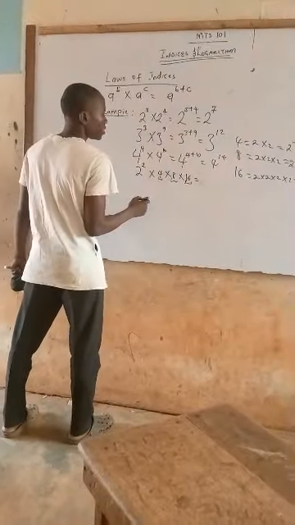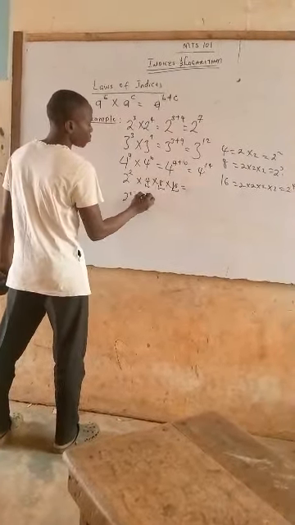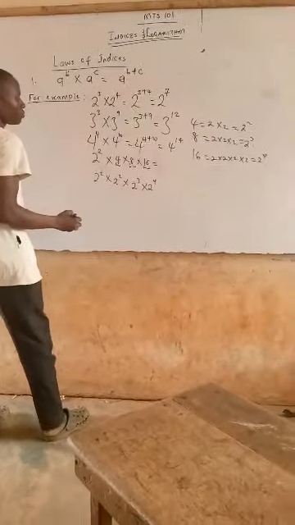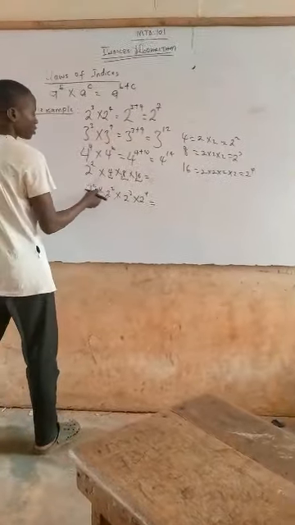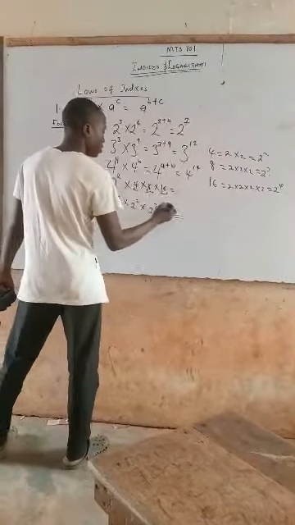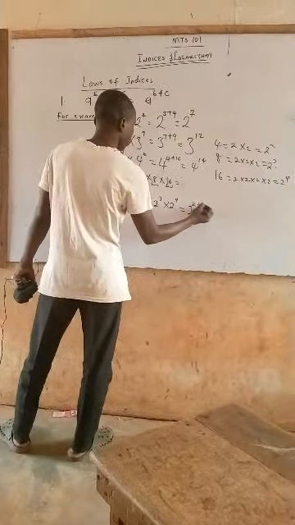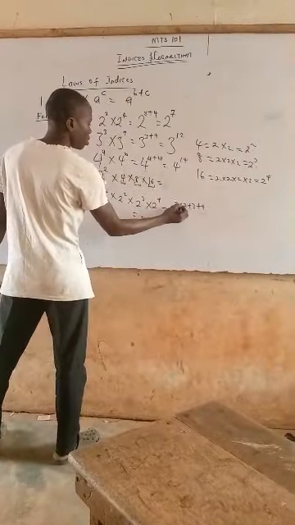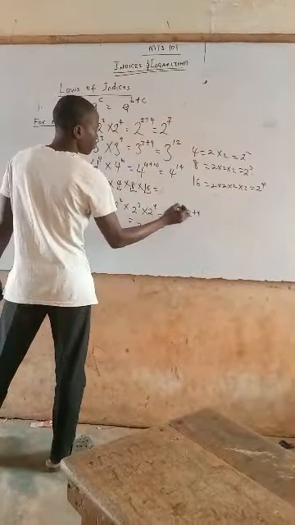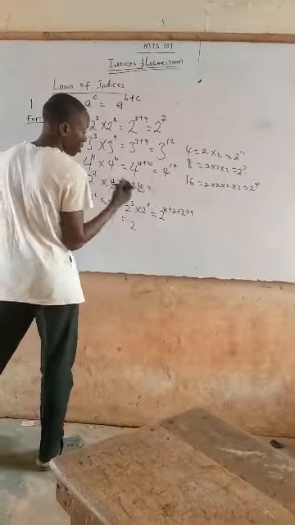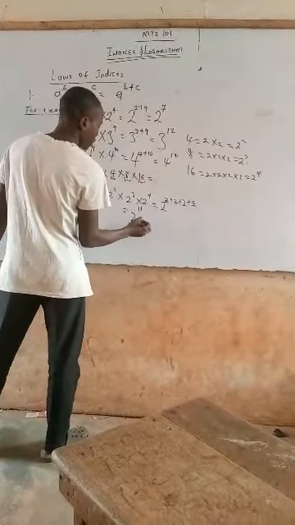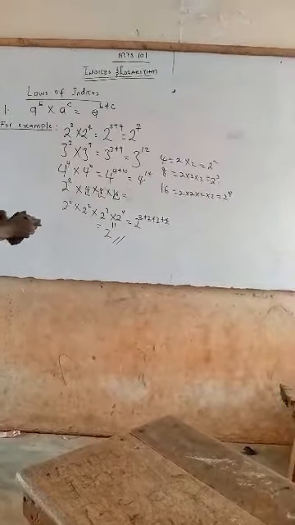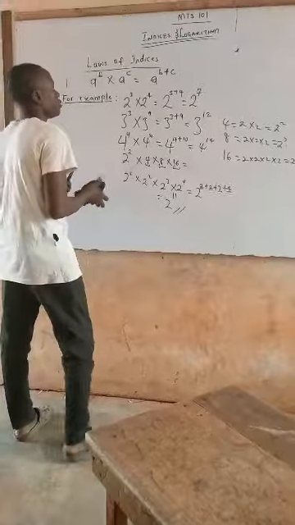So we can now express this as 2 squared multiplied by 2 squared multiplied by 2 raised to the power of 3 multiplied by 2 raised to the power of 4. So we have the exponents: 2 raised to the power of 2 plus 2 plus 3 plus 4. Now 2 plus 2 will give us 4, 4 plus 3 will give us 7, and then 7 plus 4 will give us 11. So the answer is 2 raised to the power of 11. So that is about the first rule.